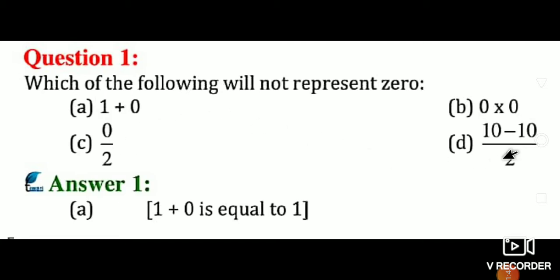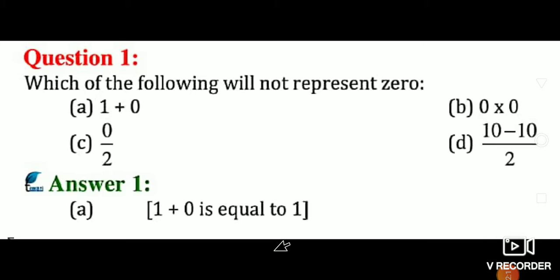And then take D, that is 10 minus 10 by 2. So 10 minus 10 is equal to how much? If you subtract 10 from 10, that is 10 minus 10 is equal to 0, and then 0 by 2 is again 0. Therefore 10 minus 10 by 2 is equal to 0.